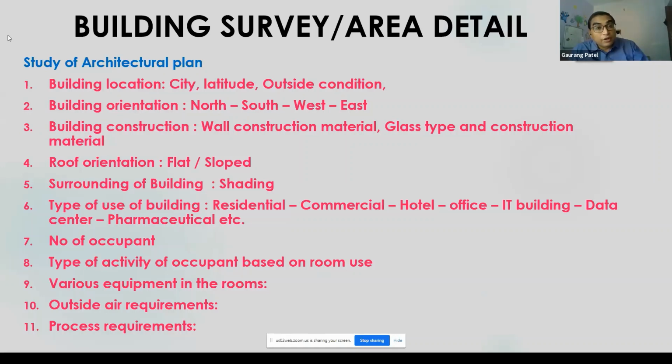So where is the building located? Which city? What is the latitude? What are the outside conditions? I need to list out all these things, because that has an impact on my heat load calculations.